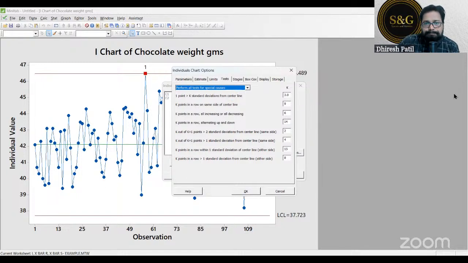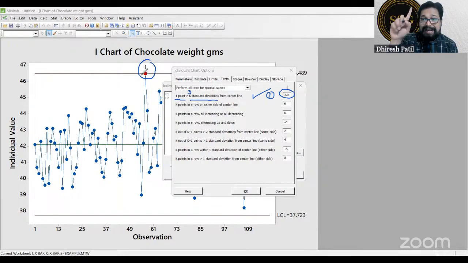Now, for example, this is saying that the first test, this one, I'm talking about this one. The first test says 1 point more than K standard deviation. Now, K is equal to 3, if you can see here. So 1 point more than 3 standard deviation will be highlighted. So this is the first test. If you observe closely, 1 point is going beyond 3 standard deviation. That's why the first test is highlighted.